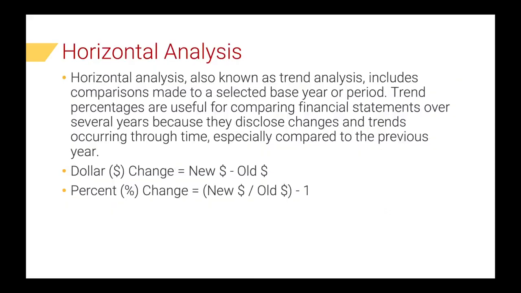Horizontal analysis, also known as trend analysis, includes comparisons made to a select base year or period. Trend percentages are useful for comparing financial statements over several years because they disclose changes in trends occurring through time, especially compared to the previous year. And when we are doing our horizontal analysis, we are looking at creating 2 columns of data. One is the dollar change, which is subtracting the old dollar value from the new dollar value. And the second is the percent change. Now for percent change, we will be calculating this as new divided by old minus 1.